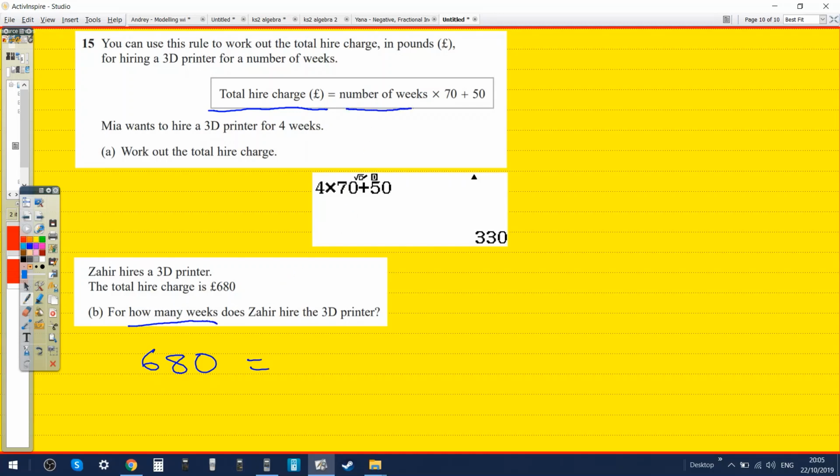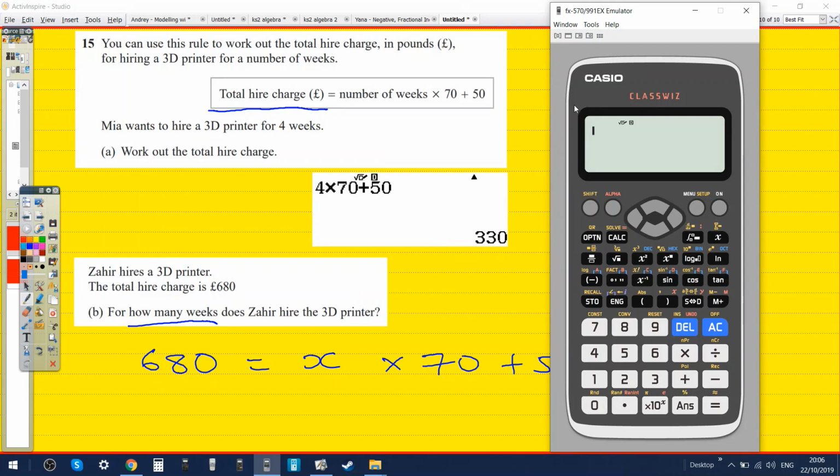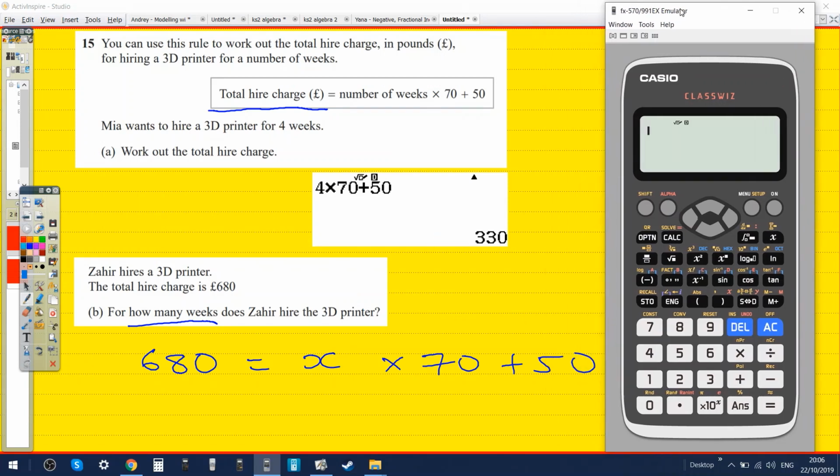So the number of weeks is the mystery number x. 680 is equal to x times by 70 plus a 50. How do we find this x? Your teacher would tell you, oh, you take away the 50 and divide. I don't even know how you do that. Copy and paste it into the calculator and cheat. I will teach you this.